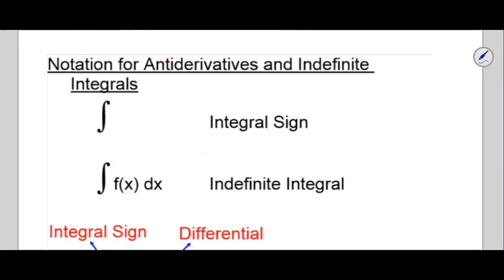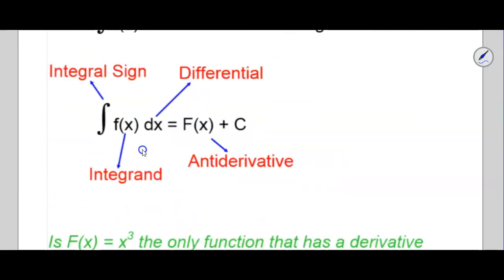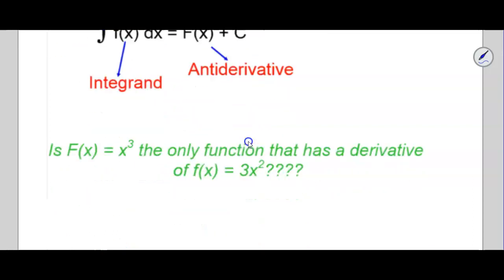So, we just got to do more examples. But before we do that, let's look at the notation. This symbol right here, when I write it a lot, you'll see it looks like that. That's the integral sign. And this right here, the integral of f of x dx, means indefinite integral. Integral sign, integrand, differential, antiderivative, plus c, your constant. Don't forget your plus c for your indefinite integrals, which is what we're looking at today.